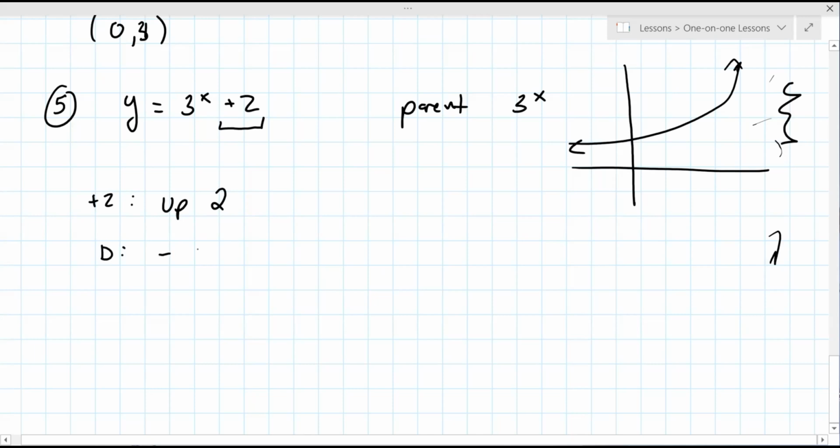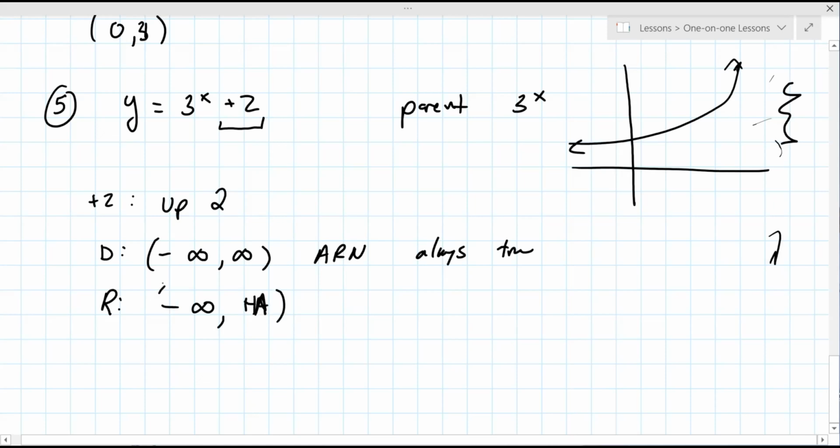The domain of all of these exponential functions is all real numbers. This is always true for the domain. For logarithms, it's the flip of this. The range is either minus infinity to the horizontal asymptote, or it's the horizontal asymptote to positive infinity.